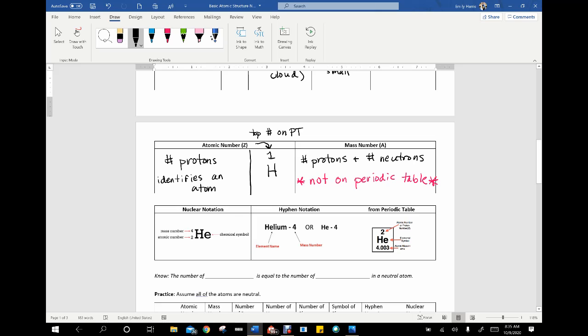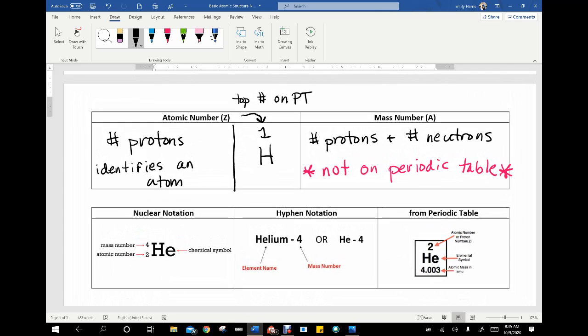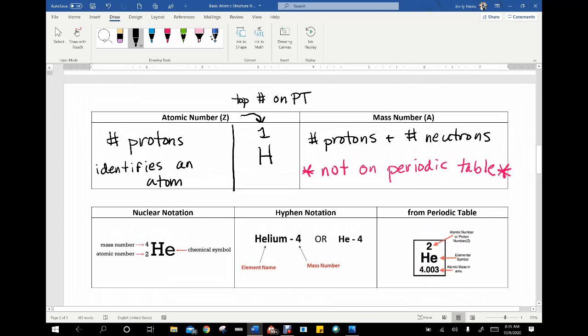Now, when you take these two terms, there are different notations that you can format them in. The first type of notation is what's called nuclear notation. And so your chemical symbol, which is your letter code from the periodic table, is written. Then, to the left, your mass number goes on top, and your atomic number goes on bottom. So here this is representing helium, which has a mass number of 4 and an atomic number of 2.